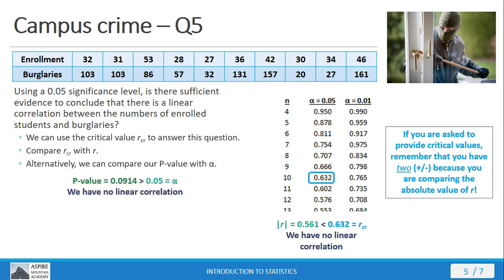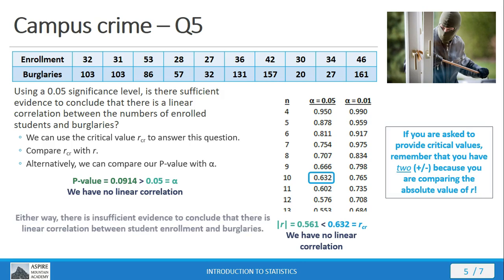We fail to reject the null hypothesis. Therefore, it could be true. The null hypothesis says there's no linear correlation, so we have no linear correlation. Either way, there is insufficient evidence. We failed to reject H0, so there's insufficient evidence to conclude linear correlation.